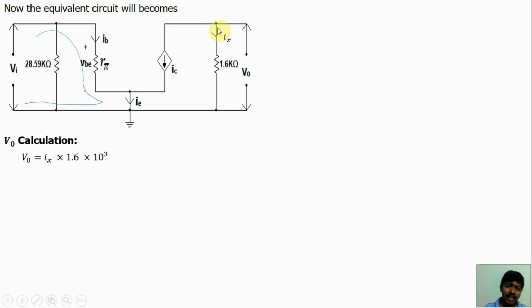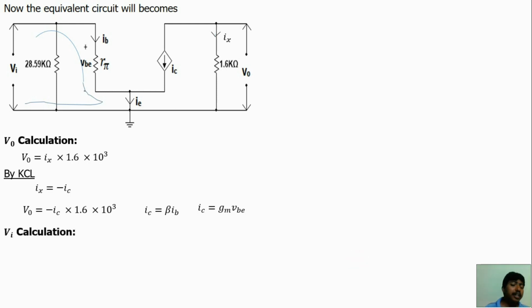Just apply Kirchhoff's current law at this junction. The incoming current is 0, and the outgoing currents are Ix plus Ic. So we get Ix equal to minus Ic. This load V0 is open. So substituting here, we get V0 equal to minus Ic into 1.6 kilo ohm. Now the output calculation is over. Ic is equal to beta Ib, or small ic is the transconductance into VBE. Already we know the transconductance formula.